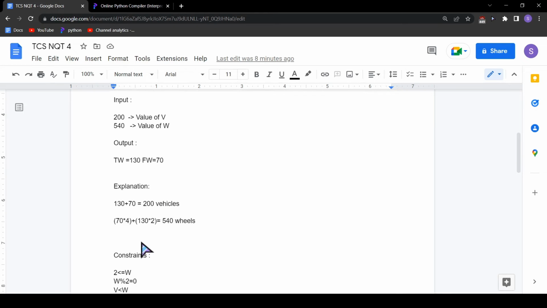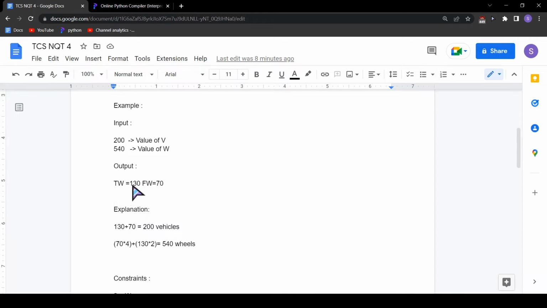This is the explanation. We can see that 130 plus 70 is 200, so there are 200 vehicles and all the wheels are utilized. If there are 70 four-wheelers, there must obviously be four wheels to a four-wheeler. So 70 into 4 is 280, and then 130 into 2 is 260. So 280 plus 260 is 540. So all the wheels are utilized.